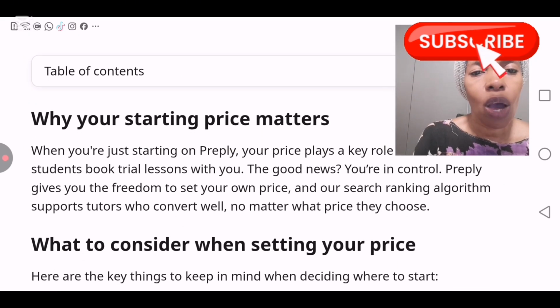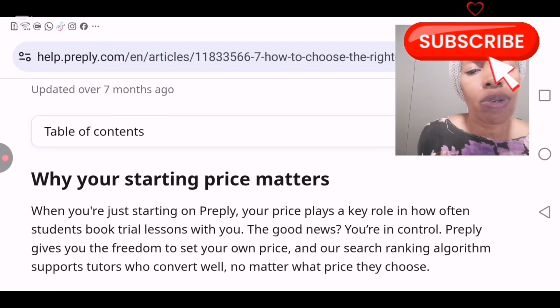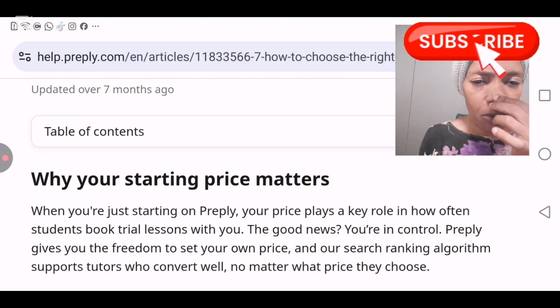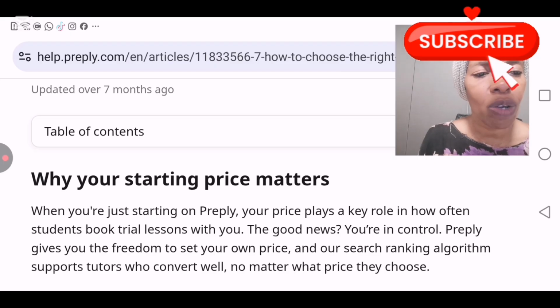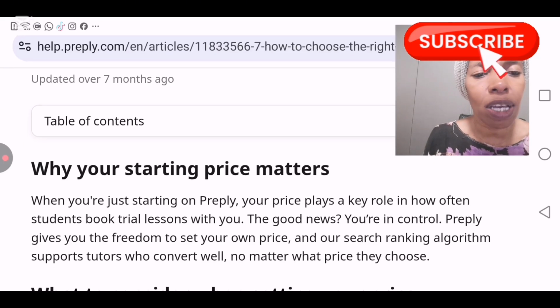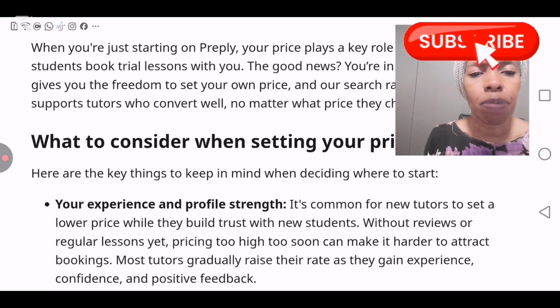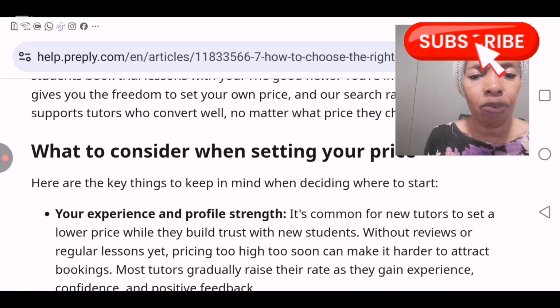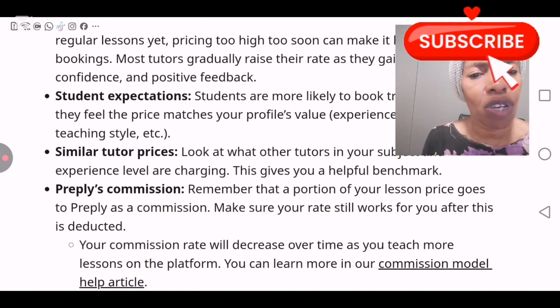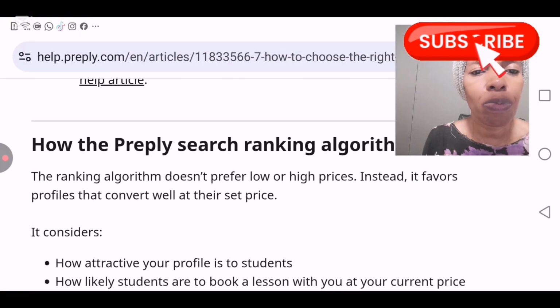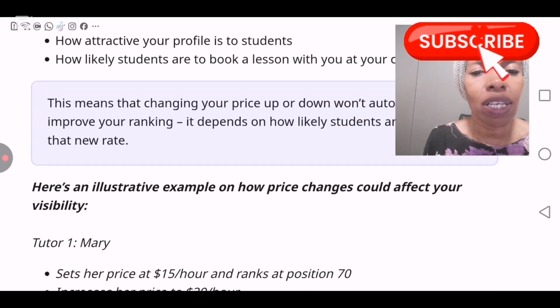What you need to understand: why your starting price matters. When you're just starting on Preply, your price plays a key role in how often students book trial lessons with you. The good news, you are in control. Preply gives you the freedom to set your own price, and our search ranking algorithm supports tutors who convert well, no matter what price they choose, and many others. So what you consider when setting up your profile: your experience and profile strength, student expectations, similar tutors' prices, and of course Preply commission. How the Preply search and ranking works, and all this information you have.